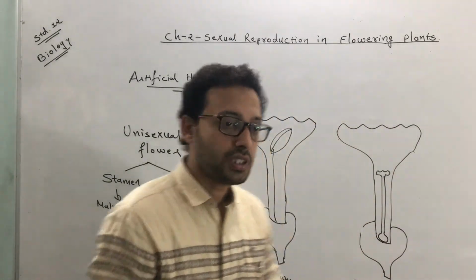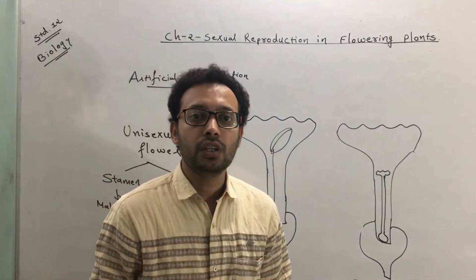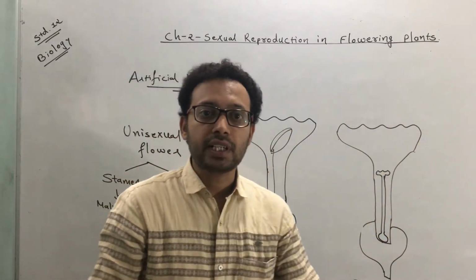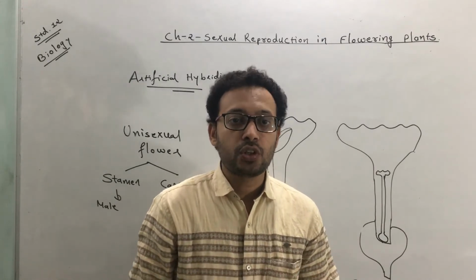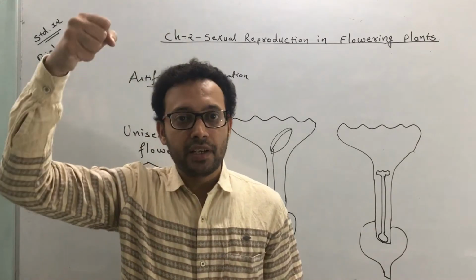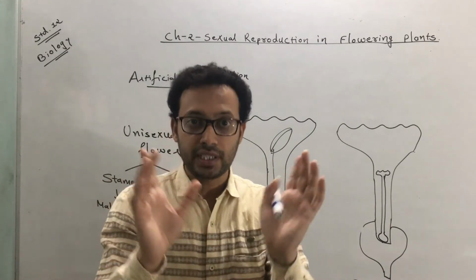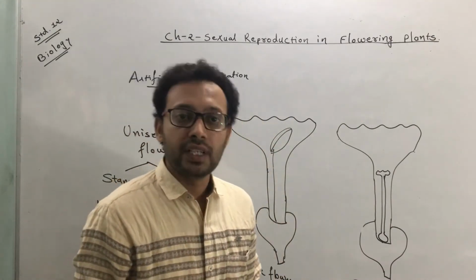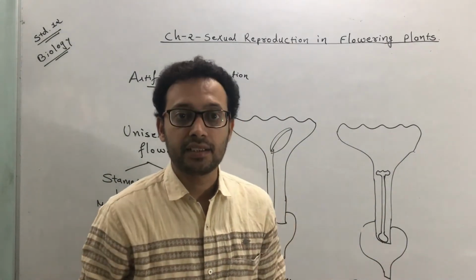And this covering process, what is it called? It's called bagging. So we cover the female flower. We allow the carpel to mature in the female flower. Once the carpel is mature, or the stigma becomes receptive, at that time we remove the bag and we sprinkle or dust the pollen grain on it. A desired pollen grain, remember, we sprinkle on it. And once we sprinkle, we again cover it. That's what we call rebagging.